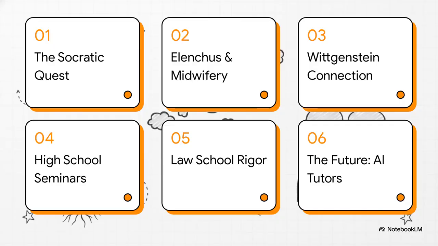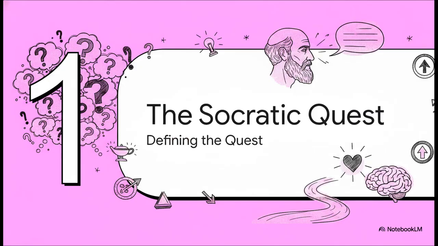So, here's our roadmap for the explainer. We'll trace the evolution of this method through 6 quick steps: defining the Socratic quest, Elenchus and intellectual midwifery, Wittgenstein's Socratic connection, high school Socratic seminars, law school Socratic rigor, and finally, the future of AI tutors. All right, starting off with part 1, defining the Socratic quest.